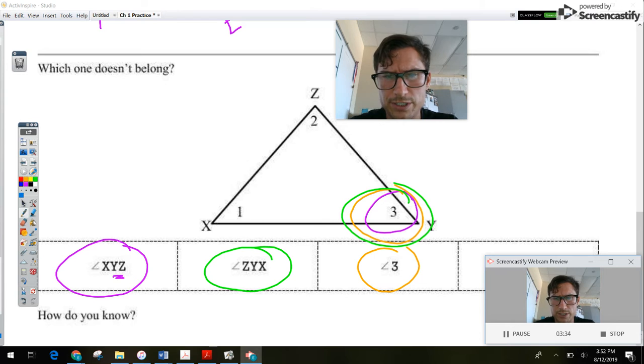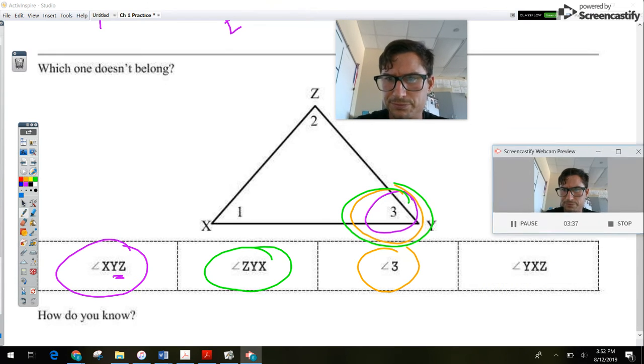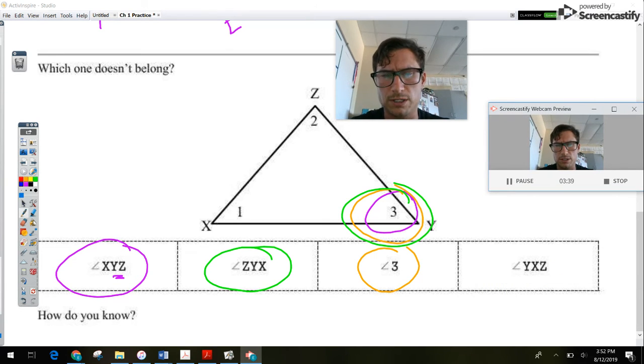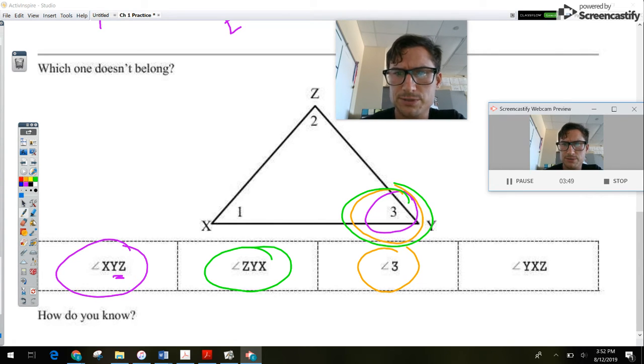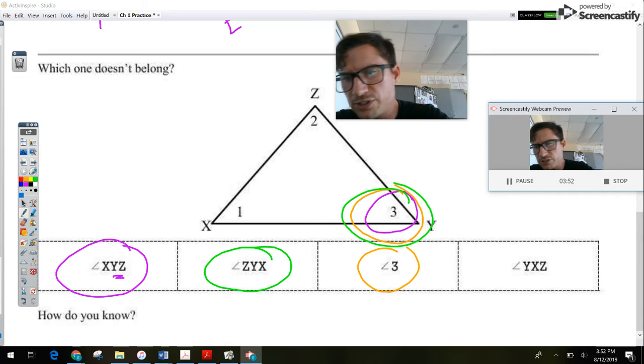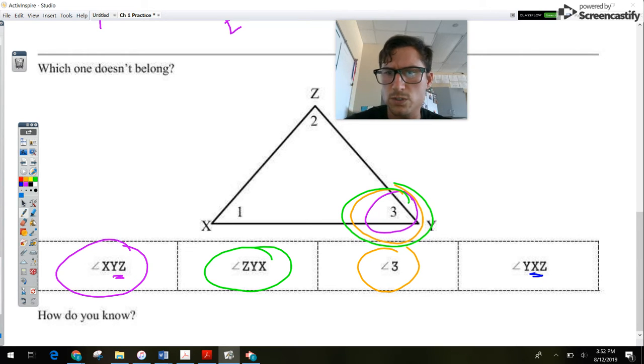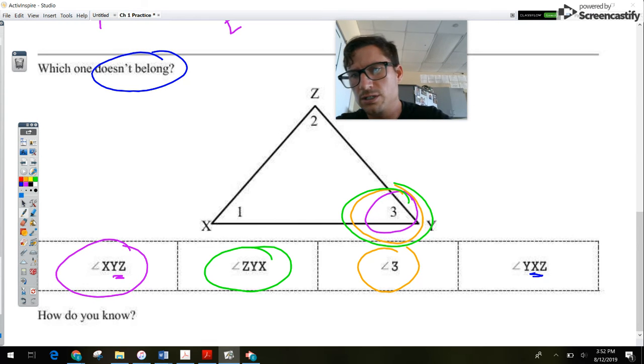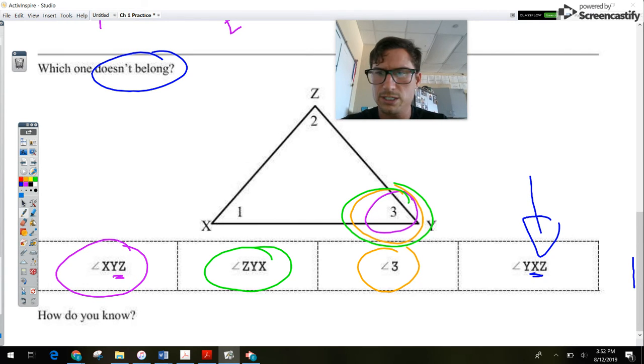All right, so pause the video there to kind of give you an illustration with some colors. You'll notice that we talked about the different ways to name an angle. So XYZ, the vertex is Y. ZYX, the vertex is Y. Angle 3, that's a numeric term, still the angle at Y. You notice that the vertex here is X. That's angle YXZ. So that would be the one that's different, which doesn't belong. So that's how we know. It's talking about a totally different angle. The first 3 are the exact same angle, just different ways to name it.